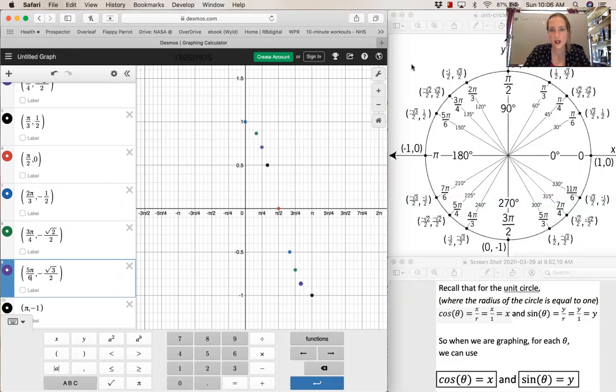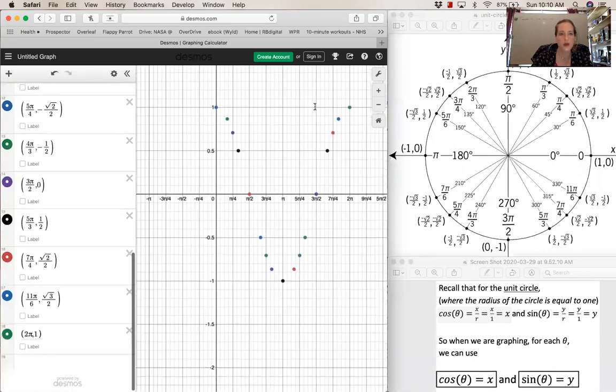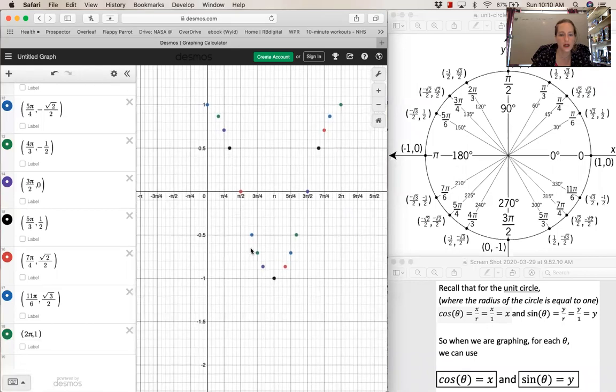So I'm going to pause the video for a minute, and then I'm going to finish putting in all the rest of the points for the remainder of our unit circle, and then we'll come back together and see what we have. Okay, so on our graph, I've now put in the rest of the dots here. So I'm going to move our window a little bit. And now look, we can see this is starting to make a shape here.